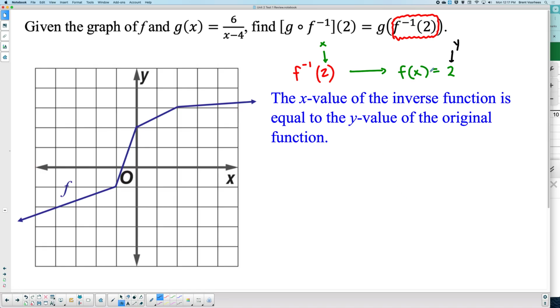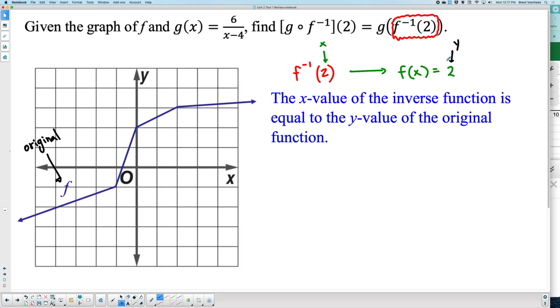So here's how I would solve this. If this right here, is this the inverse or is this the original function? Look right here at this symbol. Is this the original function or the inverse? This is the original function. That right there is the original.